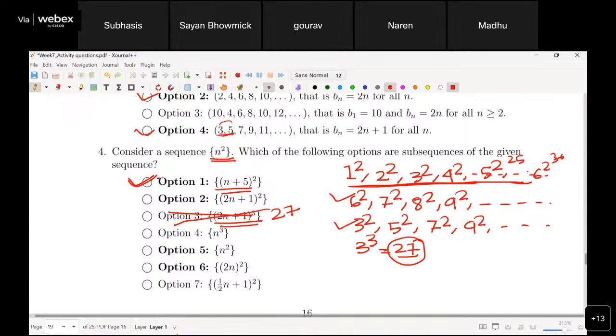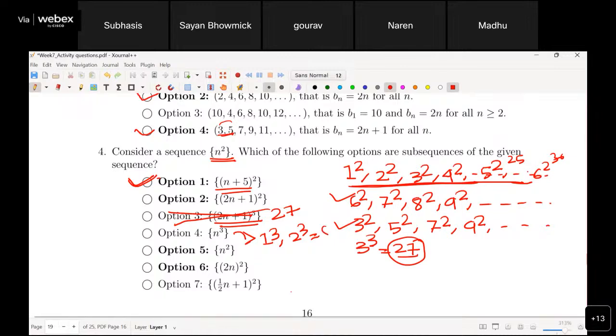What about option 4? Same logic. The cube itself is not there in the original sequence. As you can see here, you have 1 cube and again 2 cube, which is 8. 8 is not in my original sequence. And obviously option 5 is correct because it is n square.